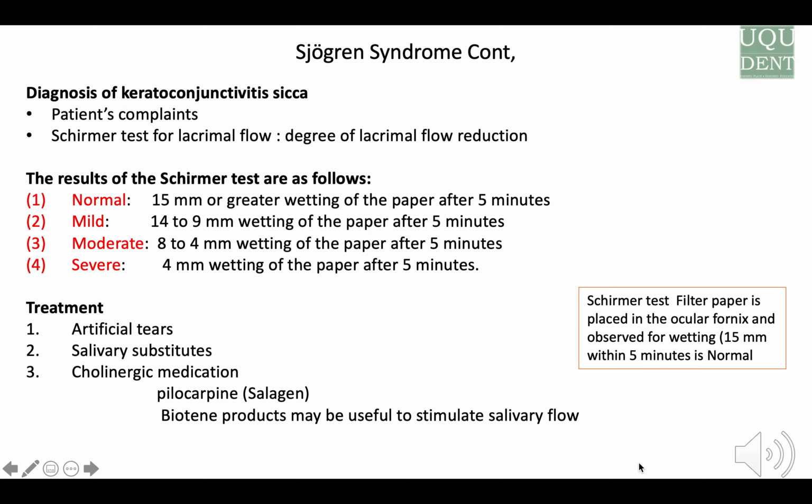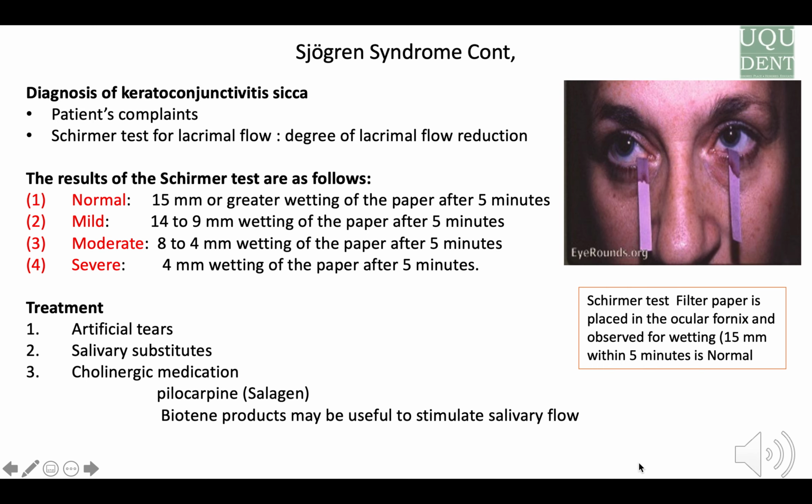Mild when you have 14 to 9 millimeters on the paper after 5 minutes. Moderate when you have 8 to 4. Severe when you have less than 4 millimeters wetting on the paper after 5 minutes. You can see the paper inserted in the eye in the picture. The patients who have keratoconjunctivitis sicca are in the severe category with less than 4 millimeters of wetting of the paper strip after 5 minutes.